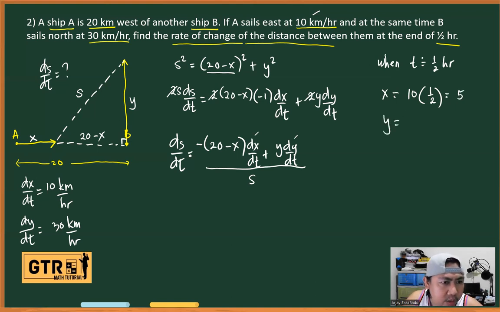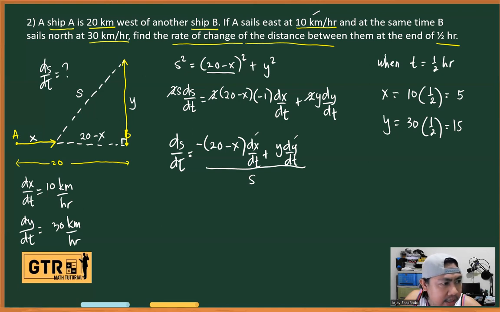So y is equal to 30 kilometers. Speed is 30. Then we have 1/2 hour. So ang distance na natin is 15. So meron na tayong x, meron na tayong y, wala pa tayong value ng s. So yung s natin, isolve pa natin.